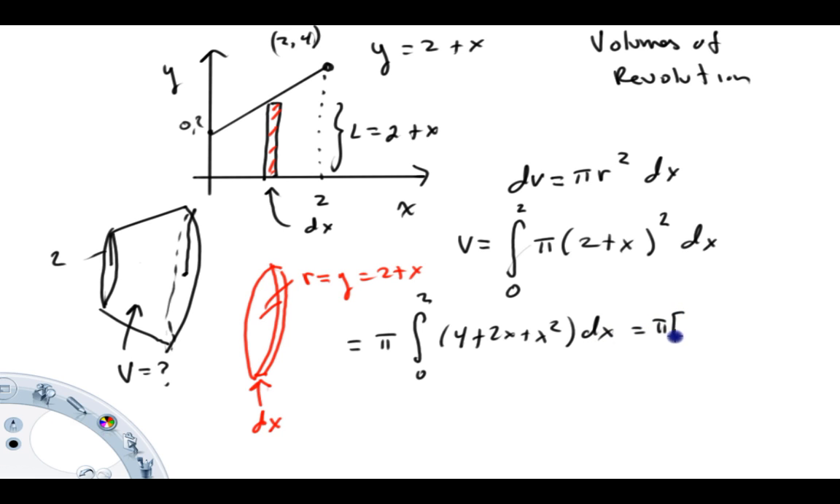And now we'll just do this term by term. So the integral of 4 dx is 4x. The integral of 2x dx is 2x squared over 2. That's going to be just x squared. The 2's will cancel. Then the integral of x squared dx is x to the third over 3. Kind of running out of room, but that's evaluated from 0 to 2.